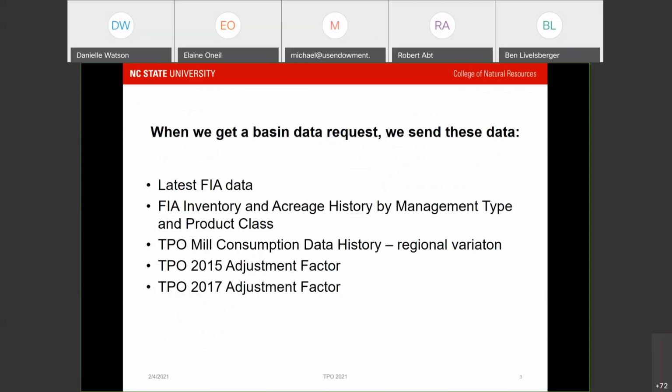We update our plot data every time more than a couple of states show up. As a matter of fact, Ray Sheffield just sent me an email saying there's new data available, and we'll download the next batch. We take that data and process it, and included in that processing is doing some region-wide growth estimates and those kinds of things. But when someone sends us a data request, they tend to send us either a lat-long or a list of counties.